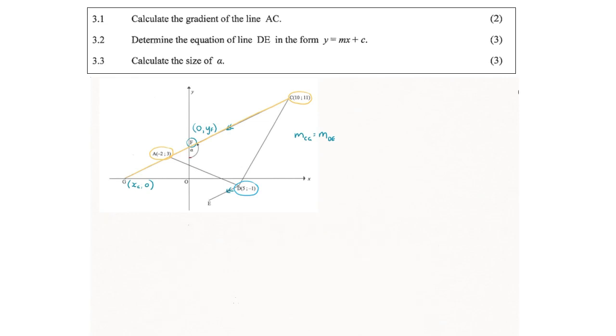In question 3.3, we need to calculate the size of alpha, and you can see alpha is over there. And if you look closely at the sketch, you can draw in a triangle over here. And the one side of the triangle is the y-axis, so that means that the angle at O is a right angle, and the angle FGO is an inclination angle, and that we can determine using the gradient of the line CG. And this angle FGO together with the right angle will be equal to alpha, since alpha is an exterior angle of this triangle.